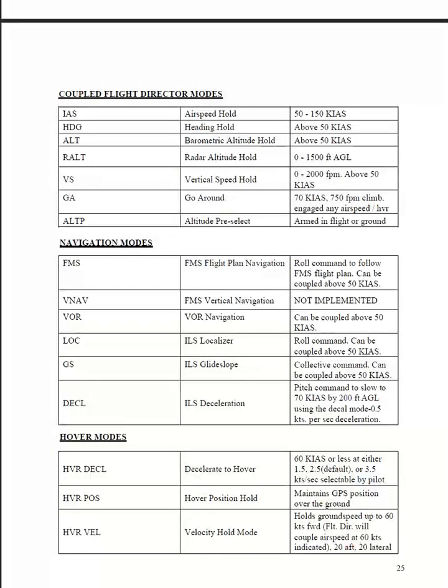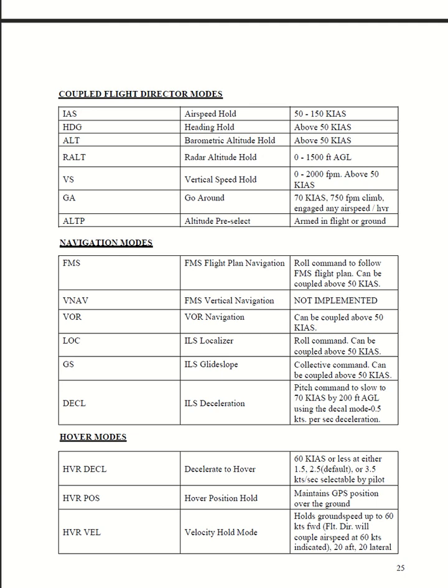Coupled flight director modes vary by speed. Indicated airspeed hold, or IAS control, is available from 50 to 150 knots. Heading hold is available above 50 knots. Barometric altimeter hold is above 50 knots. Radar altitude hold, or RALT on the system, is 0 to 1500 feet AGL. Vertical speed hold from 0 to 2000 feet per minute above 50 knots. Go around: 70 knots, 750 foot per minute climb, engaged at any airspeed or hover.